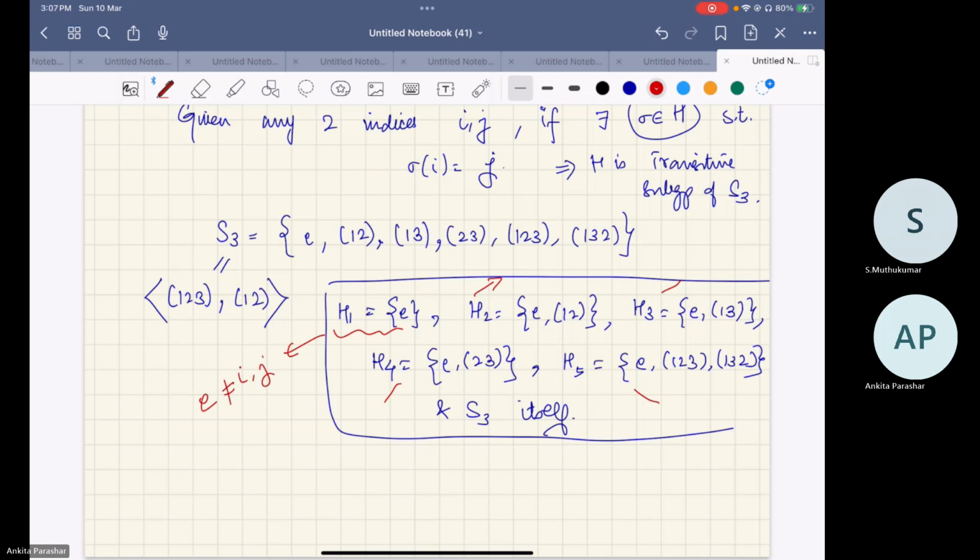H5. H5, what is that? You mean to say all of them are transitive subgroups? All H2, H3, H4. Is that what you are saying? I think H5 is a transitive subgroup. Okay, you think that is transitive. Okay, what about the others?